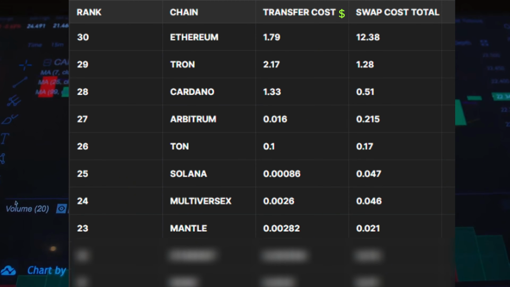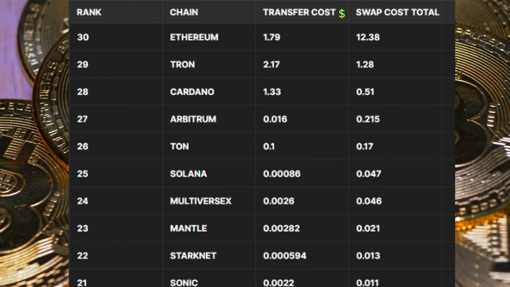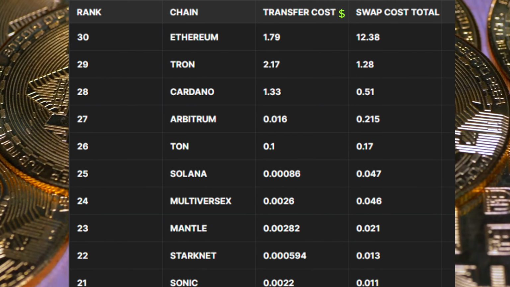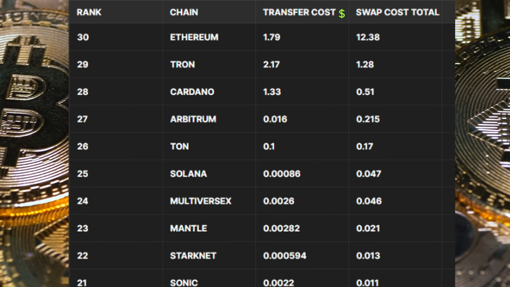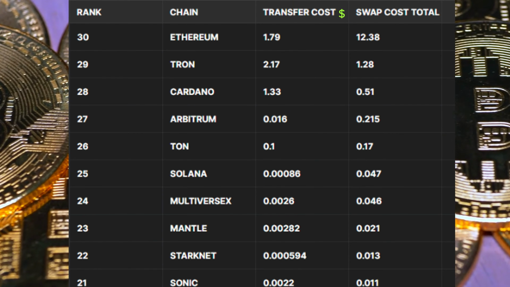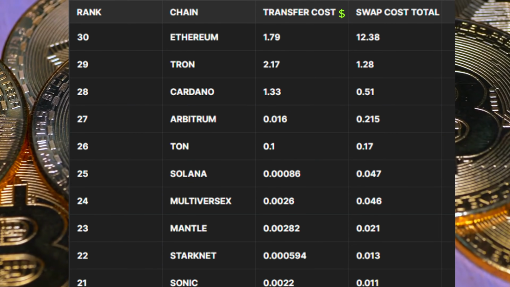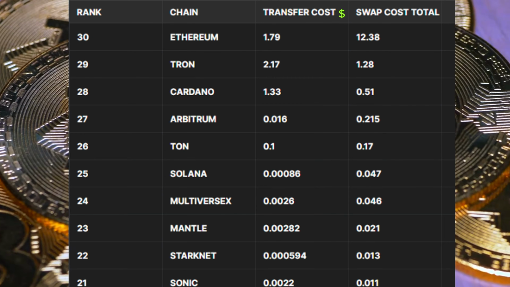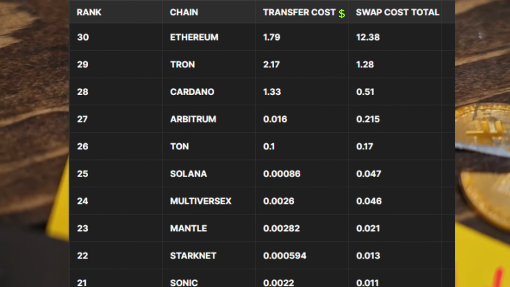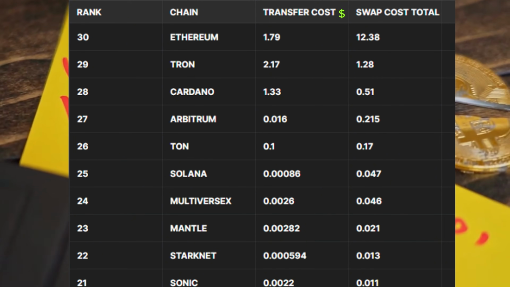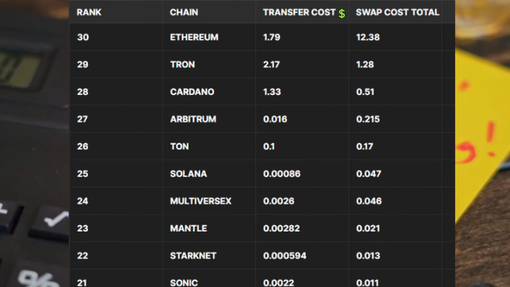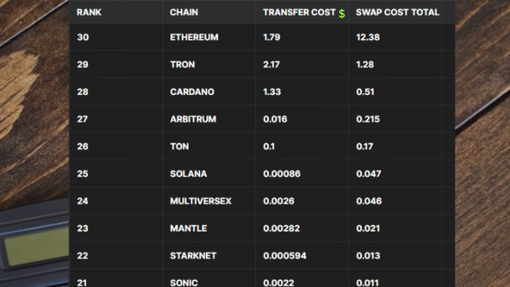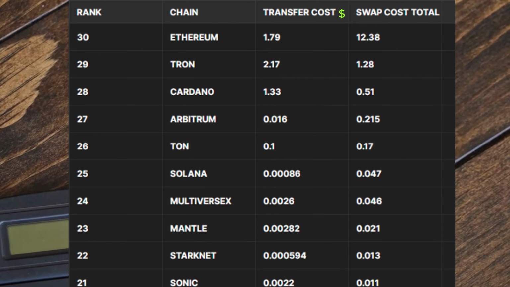At 22, we have Starknet. Not much to say here, except that these numbers were tested on Ethereum. You can also pay in the Stark token on the chain as well, which technically could be lower in price. I'm not sure how it's priced out, but Starknet does have decent fees in my opinion. Then we have 21 at Sonic, which is at relatively similar numbers here in terms of transfers and swaps. It's a bit lower than Starknet.